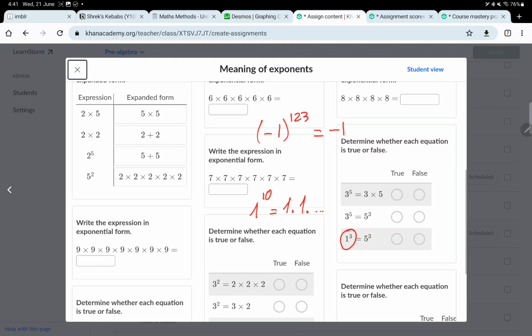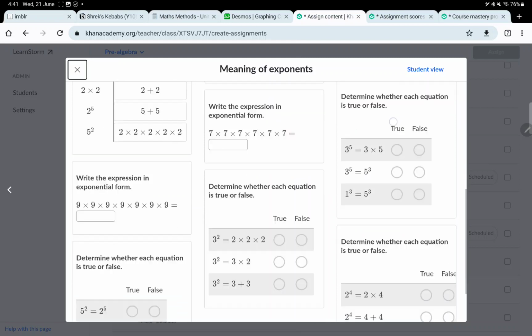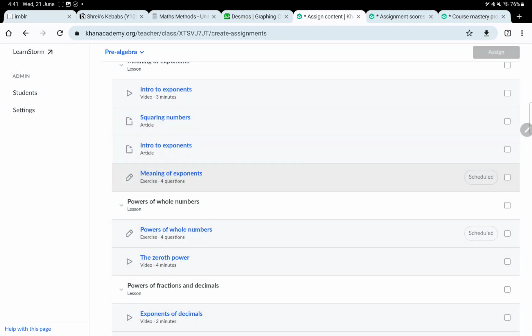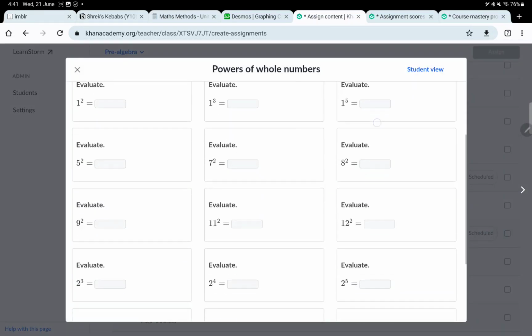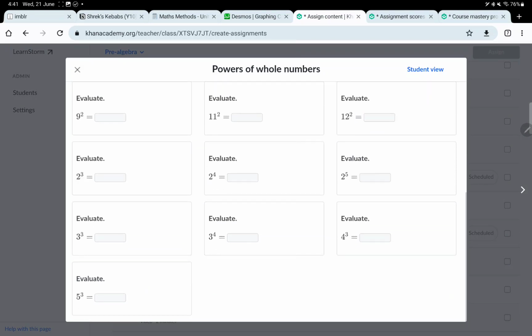So yeah, that's it for this topic here. Exponents shouldn't be too hard. The next one would be power of whole numbers. Okay, so some of these ones should generally be easy.